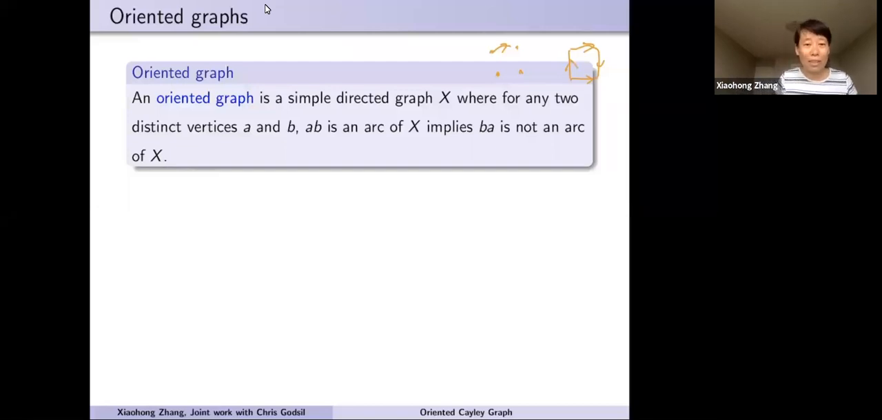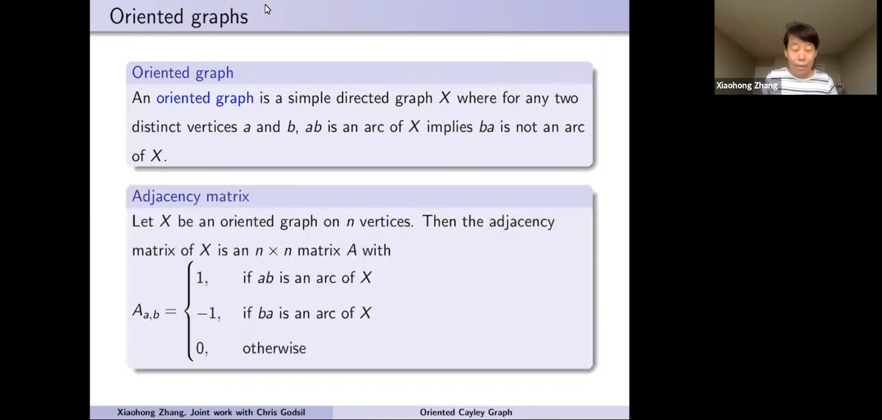That's an oriented graph. We can represent the oriented graph through a 0, 1 matrix, but the more useful one here is a 0, 1, -1 matrix. If there is no arc between two vertices A and B, then the AB entry is 0. If there is an arc going from A to B, then the AB entry is 1 and the BA entry is -1. So this matrix is skew symmetric. If we take the conjugate transpose, we get the negative.